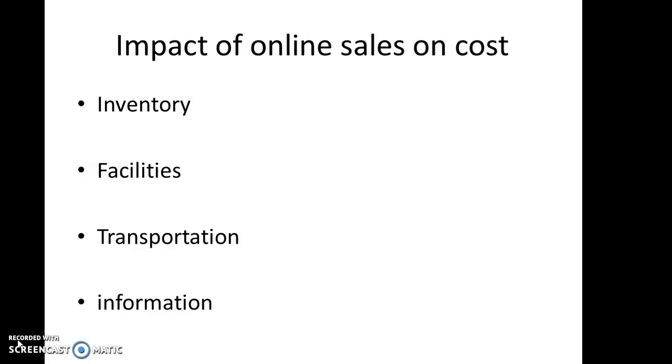The next one is facilities cost. Facilities cost can be divided into two. One is the cost of creating the facilities. Another one is the cost of operations handled in the facilities. So the cost of creating facilities is lesser in case of online sales because we need not create facilities in many places. If required, it may be kept in limited places, that too to reduce the response time.